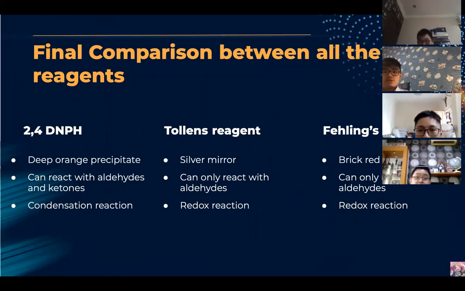And so for the final comparison between all the reagents, 2,4-DNPH produces a deep orange precipitate, Tollens reagent produces a silver mirror, Fehling's solution produces a brick red precipitate. 2,4-DNPH will react with both aldehydes and ketones, while Tollens reagent and Fehling's solution can only react with aldehydes. And finally, 2,4-DNPH is a condensation reaction, while Tollens reagent and Fehling's solution are redox reactions.